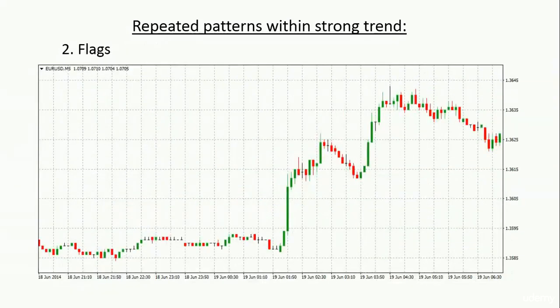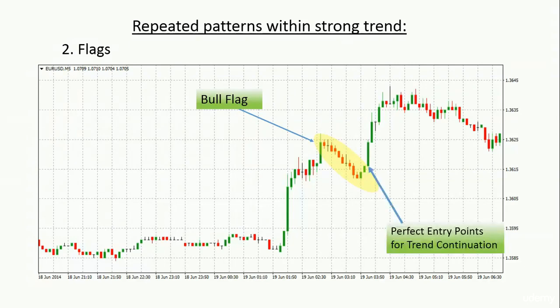The second pattern is the flags. Flags are very common patterns within strong trends. They are trending channels in the opposite direction of the main trend. In this chart here you can see a bull flag in this area, and a perfect entry point for trend continuation would be just here.